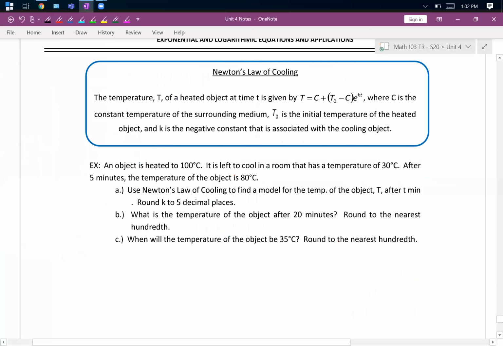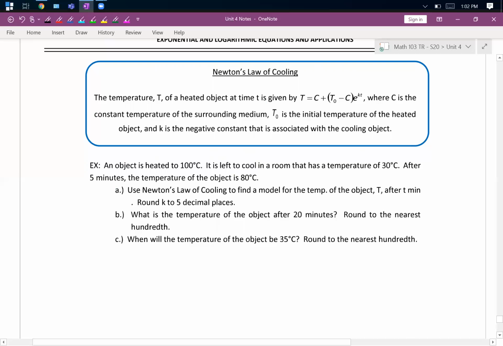Another type of application I'd like to discuss is Newton's law of cooling. So if you take a hot cookie sheet out of the oven, it's 350 degrees, and I set it on the counter in my kitchen that's 70 degrees, how long does it take for that aluminum pan to cool down so that I could actually touch it? So that's Newton's law of cooling.